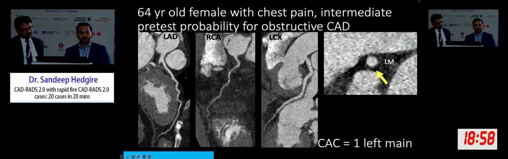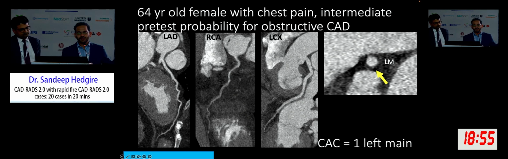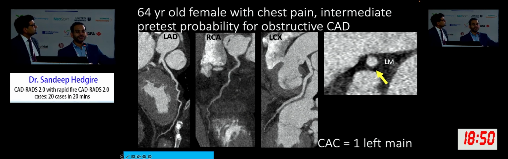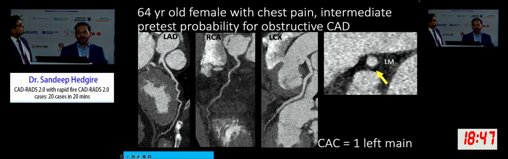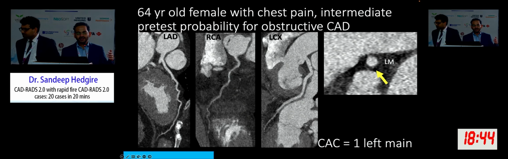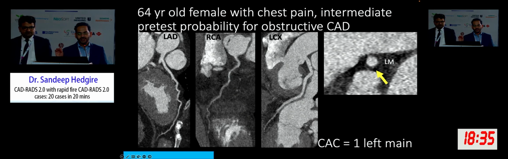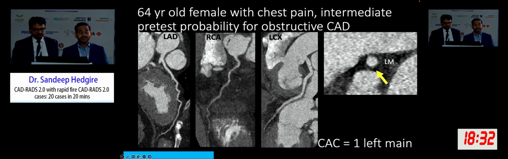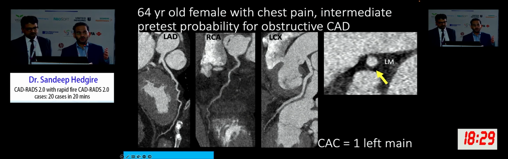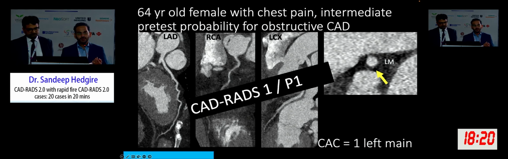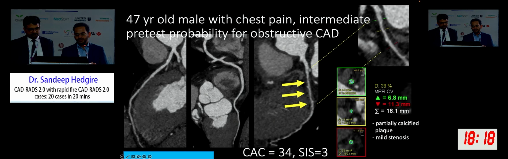Over to the next one, a 64-year-old female with chest pain, intermediate pretest probability of obstructive CAD. Again, curved planar reformatted images. First of all, you see that these images are a little bit noisy, because this patient is very big, and that's why the images look very grainy. But on the zoomed image, you can see that there is a fleck of calcium in the left main, as indicated by the arrow. So this is definitely not a CAD RADS 0, I would grade that as CAD RADS 1, and because there is one segment involved, CAD RADS 1 P1.